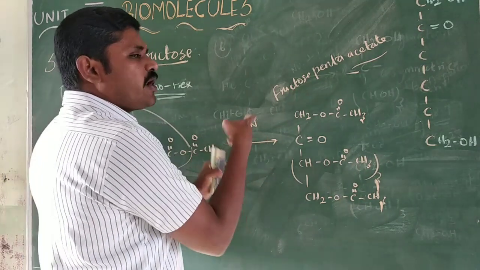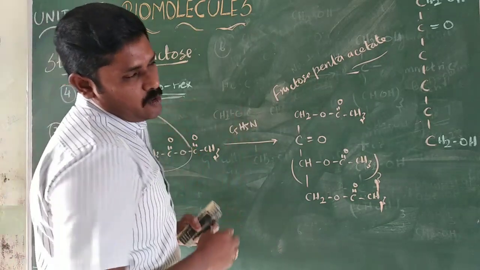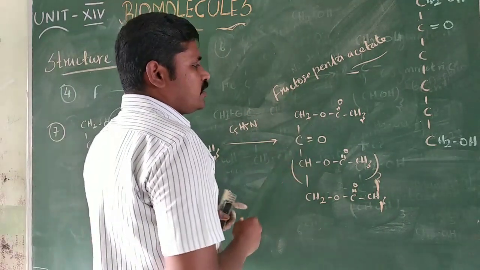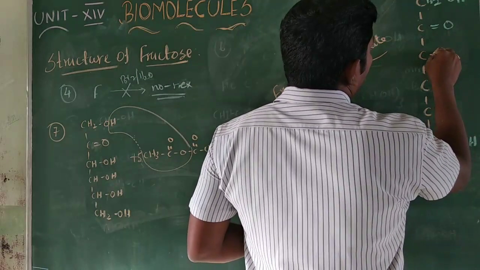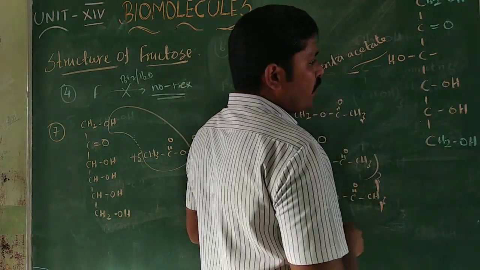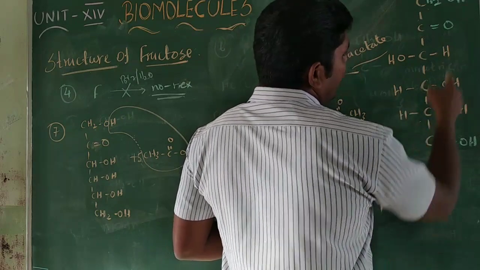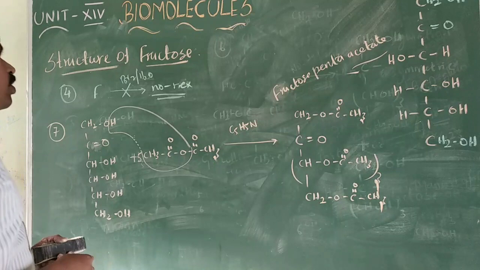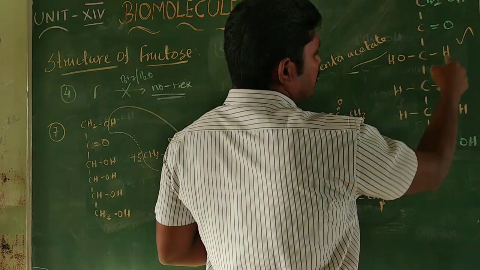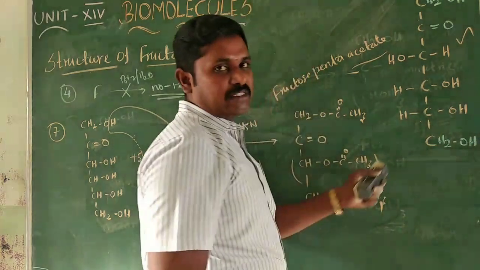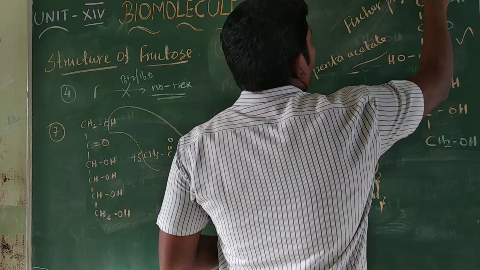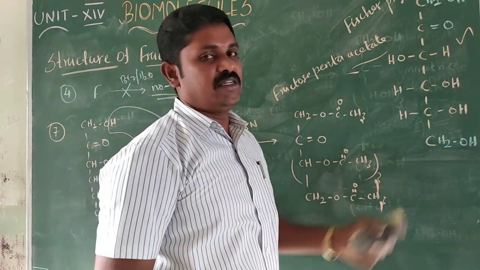Fructose is easily dissolved in water and is a more stable compound, so it cannot easily dehydrate. All five hydroxy groups are bonded to different carbon atoms. So the fructose structure has five hydroxy groups. The evidence gives the structure of fructose as CH2OH, C double bond O, CHOH, CHOH, CHOH, CH2OH, the Fischer projection structure.